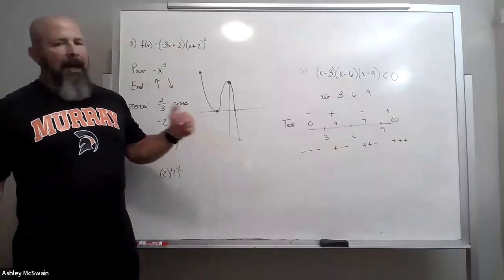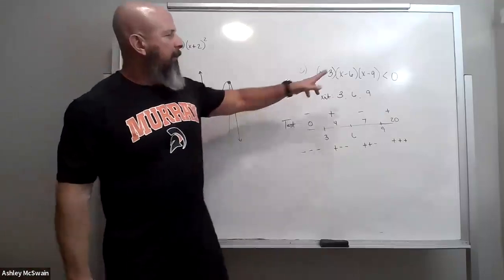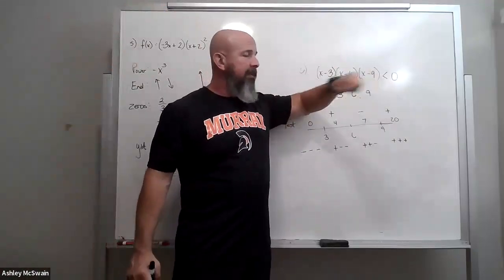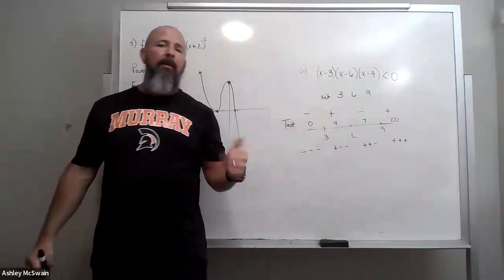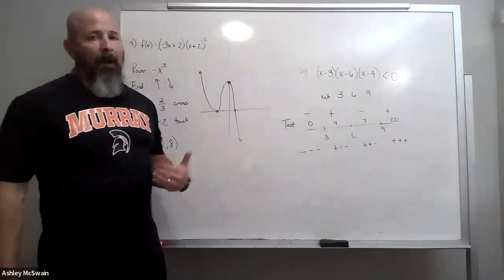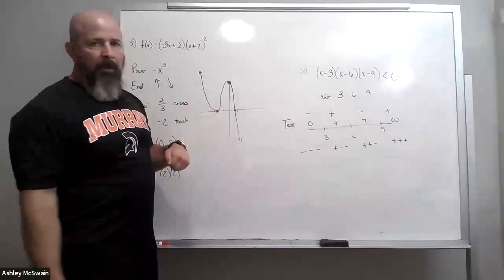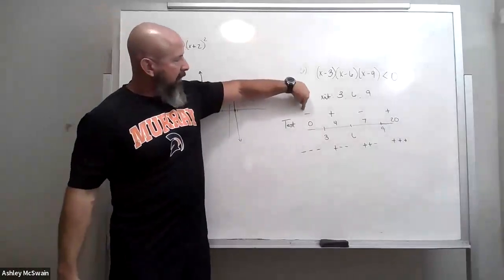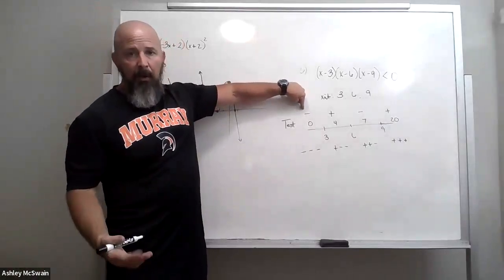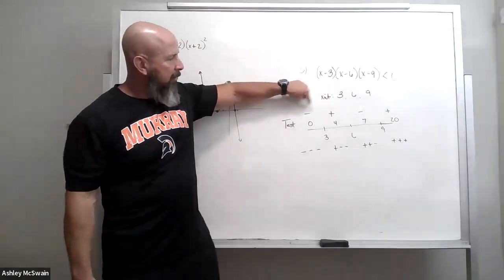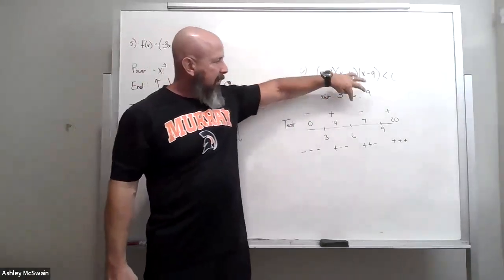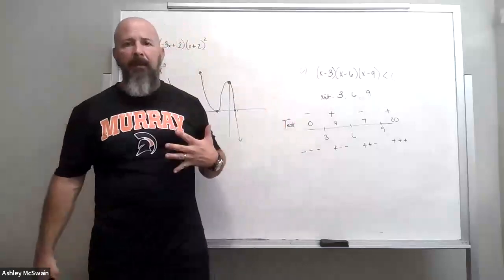Okay? I really didn't care at the moment, when I started this, if this was less than, greater than, less than or equal to. Now I care because now I know what's going on in the interval. I know my graph is in the negative region, in other words, below the x-axis in the first interval, above in the second, below in the third, above in the fourth.